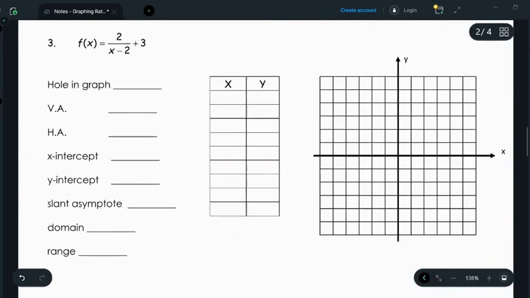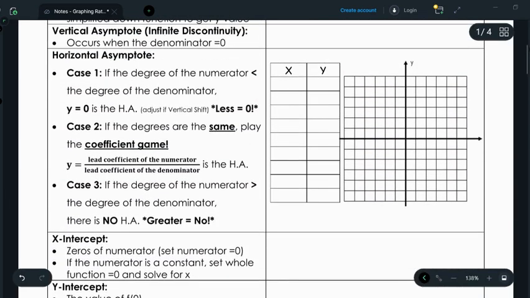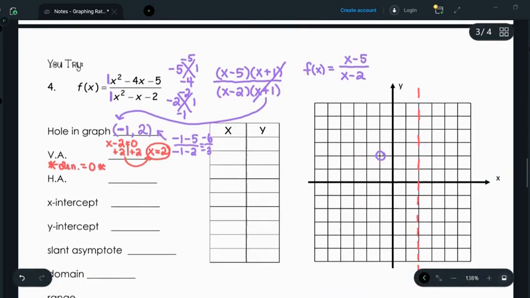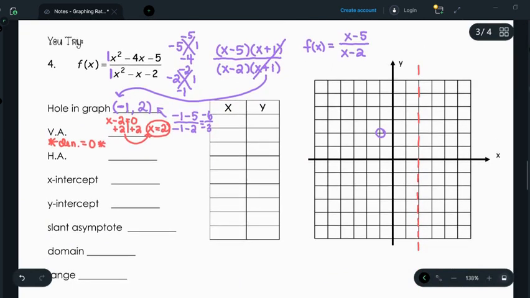Next, I have my horizontal asymptote, and I'm scrolling back to the cases to see which case we have here. As a reminder, case number 1 is if the degree is less in the numerator than the denominator. And case number 3 is if the degree is greater in the numerator than the denominator, which we did not have here. We had the degrees being equal, so that's case number 2. If the degrees are the same, we play the coefficient game. So my horizontal asymptote is the leading coefficient of the numerator over the leading coefficient with the same degree in the denominator.